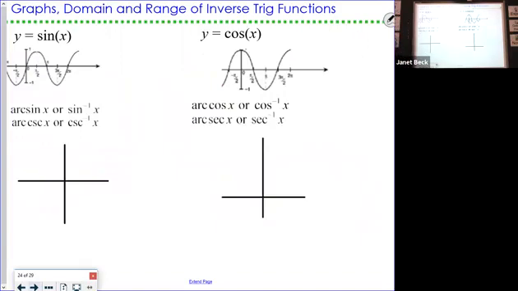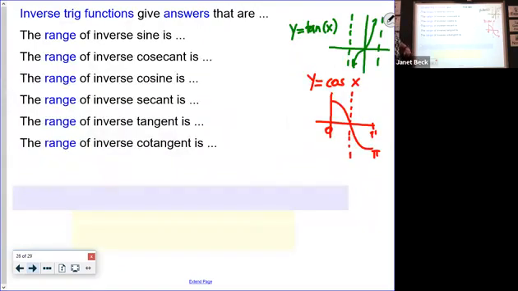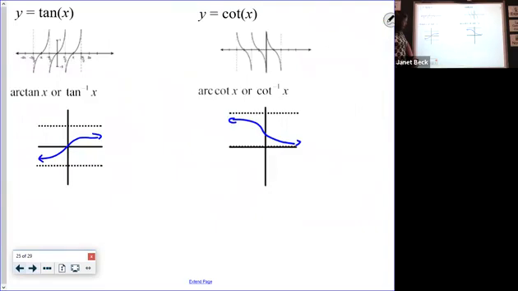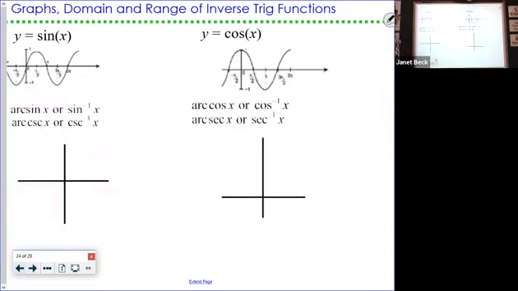The last part of the lesson is really the graphs, and why we want the graphs is sometimes we ask you questions like this. Give me the range of the inverse sine. Give me the domain of the inverse sine. You can do a lot of it just by doing those little crossword puzzle sort of setups. Or you can look at this.